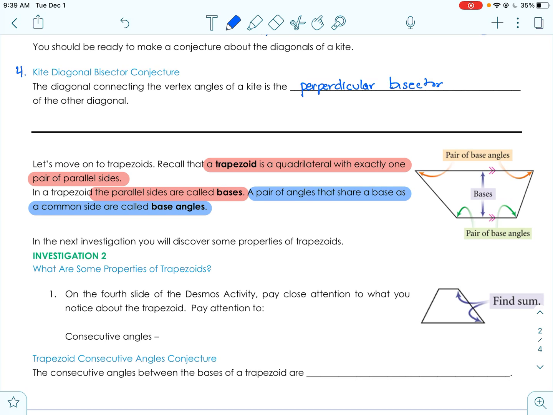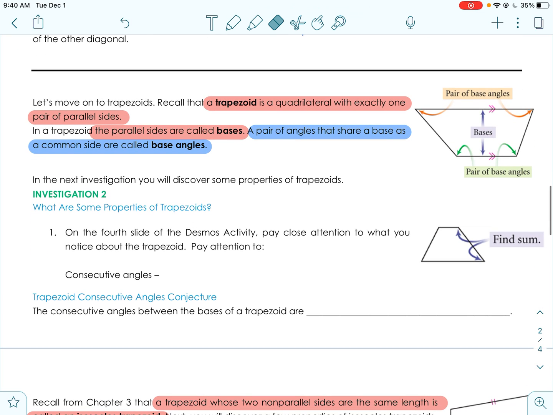So before we get started, remember a trapezoid is a quadrilateral with exactly 1 pair of parallel sides. The parallel sides are called your bases. So in this case, we have our base, because those are the parallel sides. A pair of angles that share a base as a common side are called base angles. So you have base angles here and here, and then base angles here and here because they are sharing the same base.